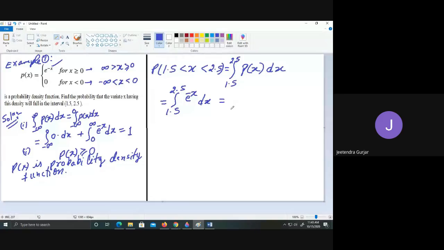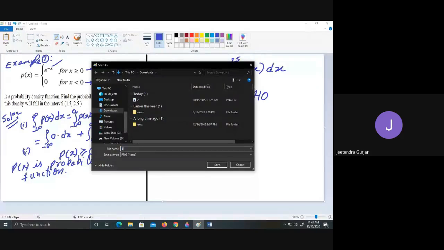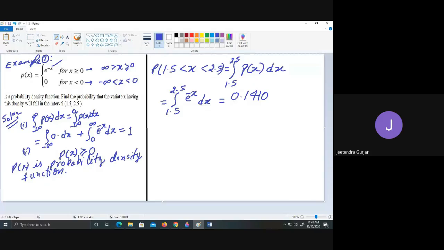Tell me the answer, please. Unmute and tell me. 0.14, sir. Yes, excellent, beta. Your answer is correct. So you have understood now. You will get the answer 0.1410. I think everybody must get this answer. Like this, you should be able to simplify fast, and you can try for the next values. Now we will go with the next simple example.